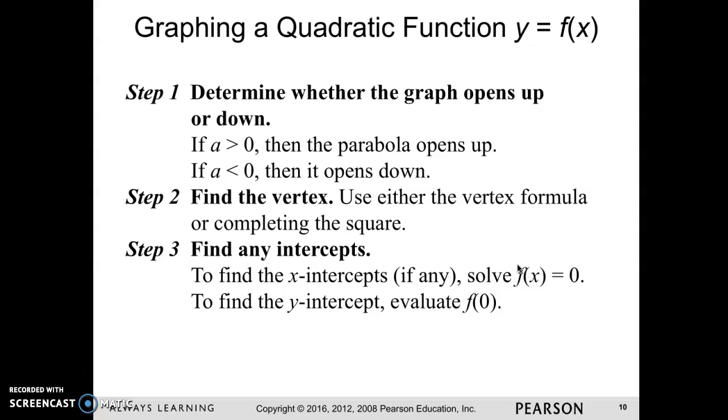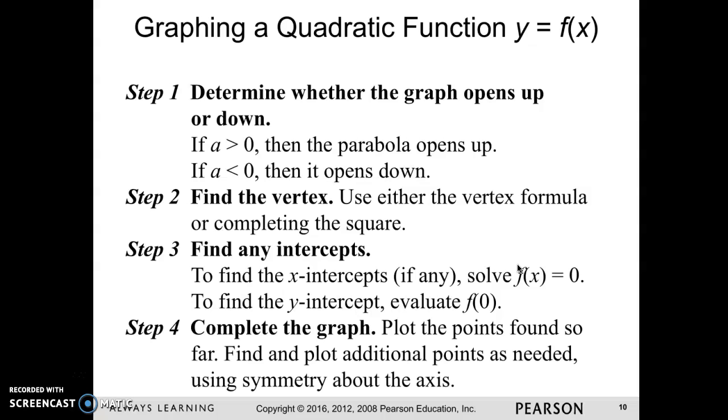You're going to find any intercepts. To find the x-intercept, you're going to solve for f of x equal to 0, where it intercepts the x-axis. It's going to have a coordinate where y equals 0. For the y-intercept, you find f of 0. So find the y-intercept and the x-intercept, then plot the points and just connect the dots on the graph.